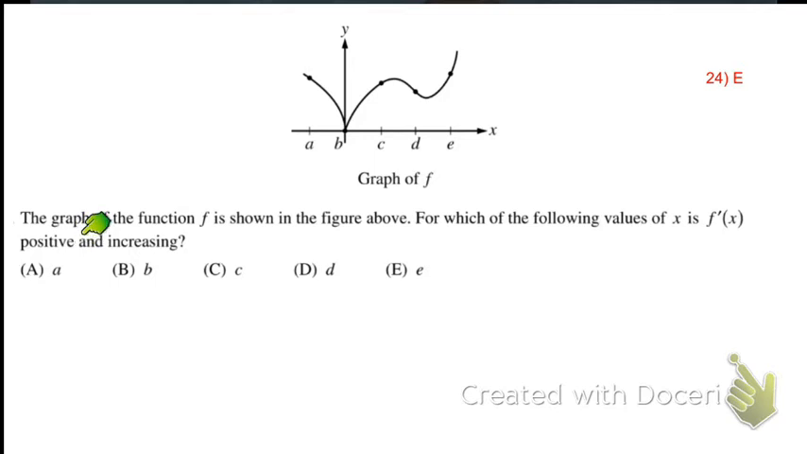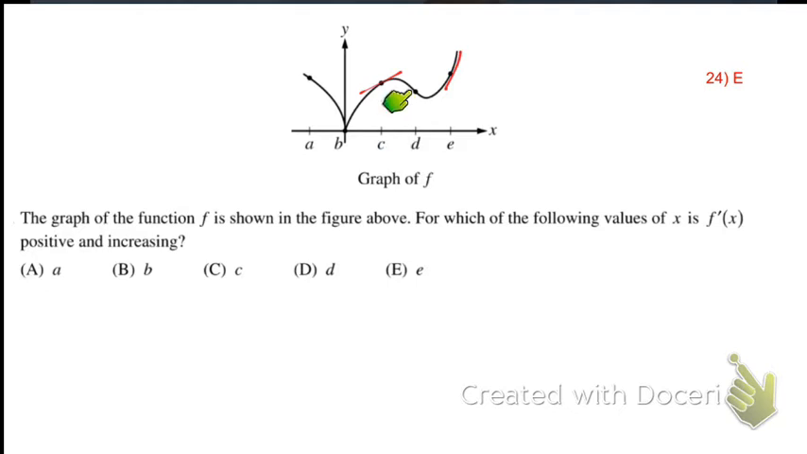It says the graph of the function f is shown in the figure above. For which of the following values of x is f prime of x positive and increasing? So let's remember, if this is the original function, they want to know where the derivative is positive and increasing. Remember that the derivative will be positive wherever the original function is increasing because it will have positive slopes. That happens at C and E.